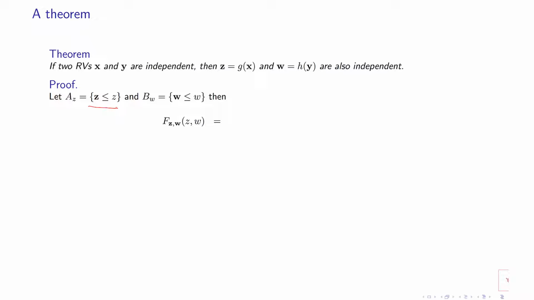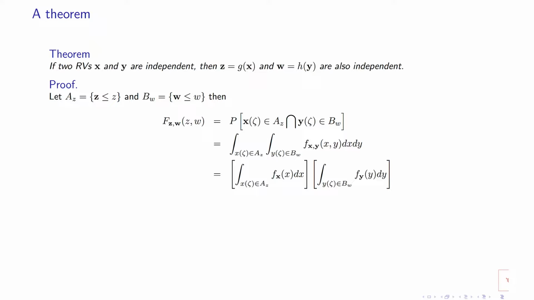In that case, the joint CDF is the probability of A_z and B_w. Or in other words, we have this event. So in order to calculate this one, we have to integrate the joint density over the range of possible values where X(c) is inside A_z and Y(c) is inside B_w.